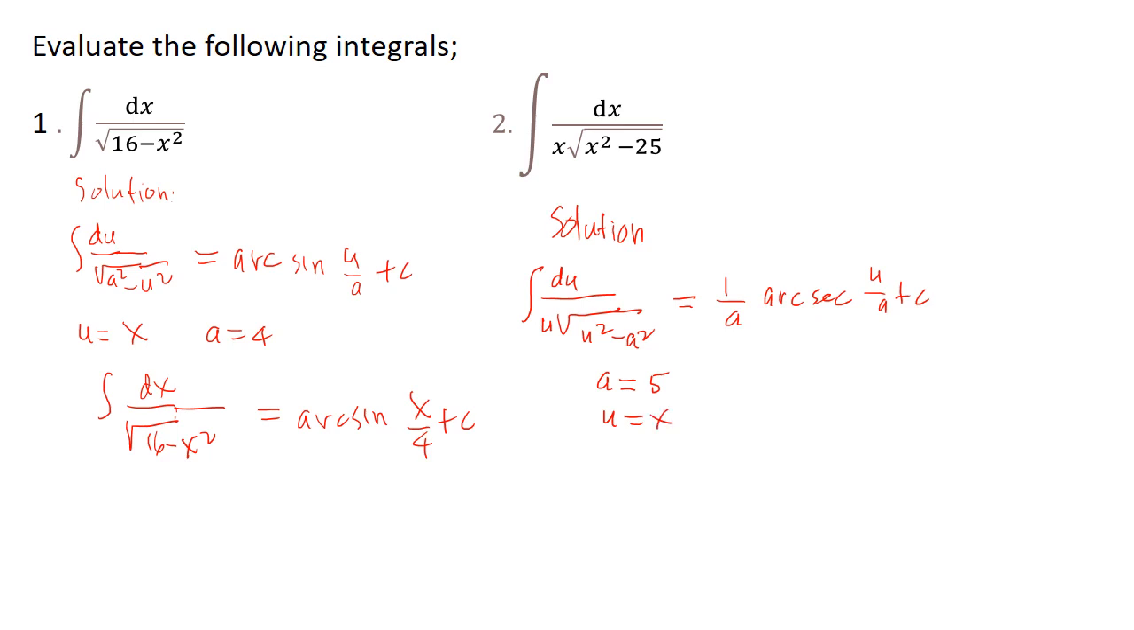So you have that one, integral of dx over x square root of x squared minus 25 equals 1 over a. You have that one, 1 over 5 arc secant x over 5 plus c.